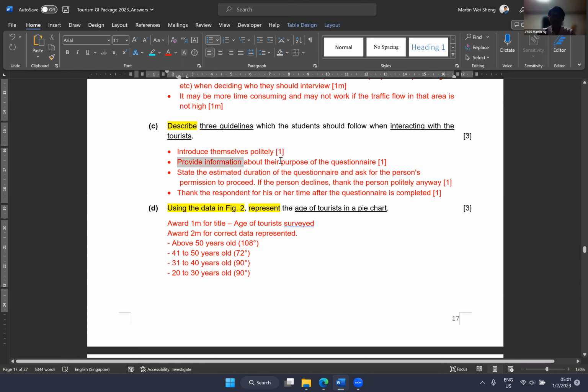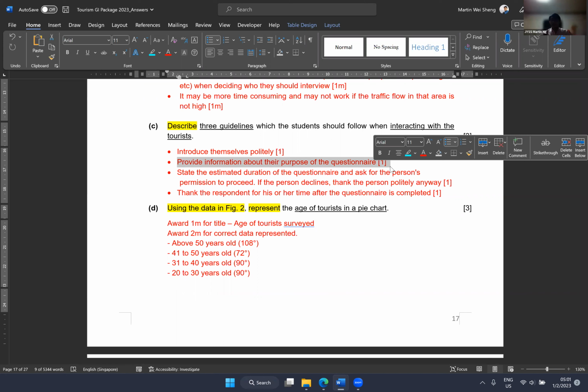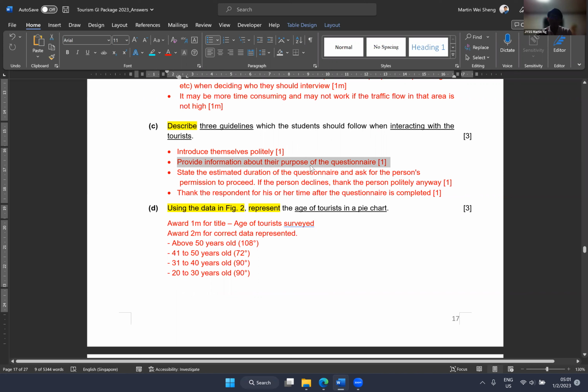Then after that, you have to provide information about the purpose of the questionnaire. So always explain to the tourists what you are doing. If not, the tourists will be so irritated. Okay, hey, why did you stop me? What are you trying to do? All that. So you have to explain this to them.